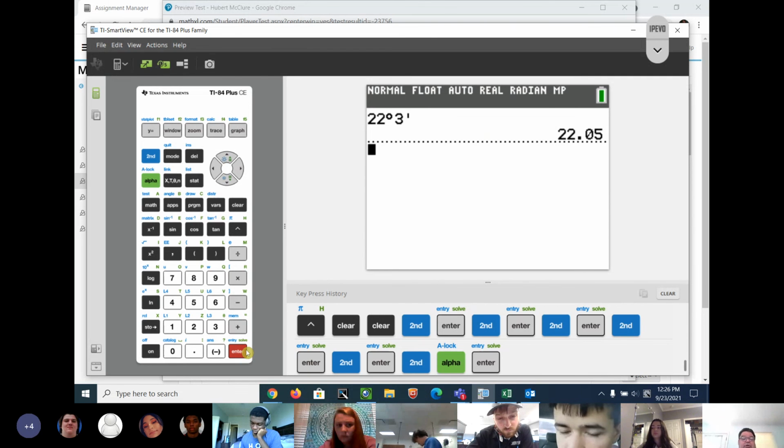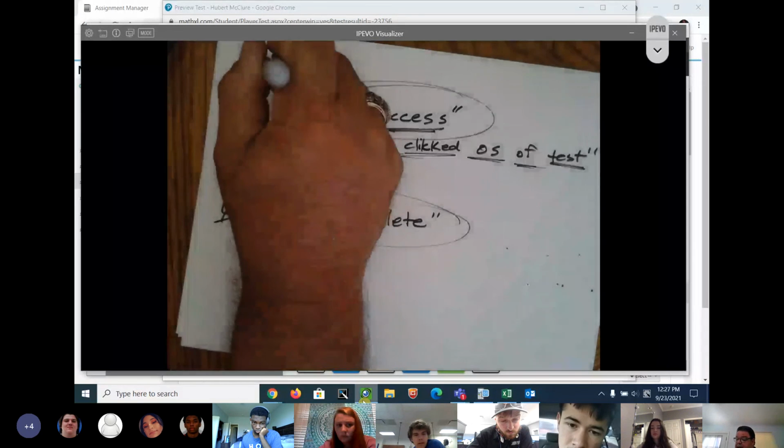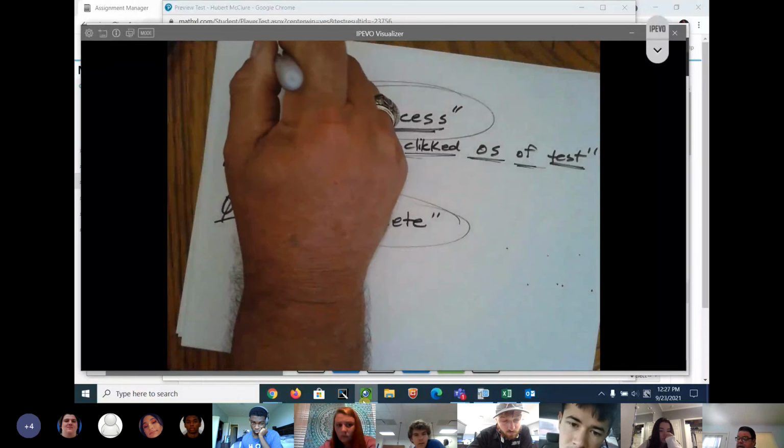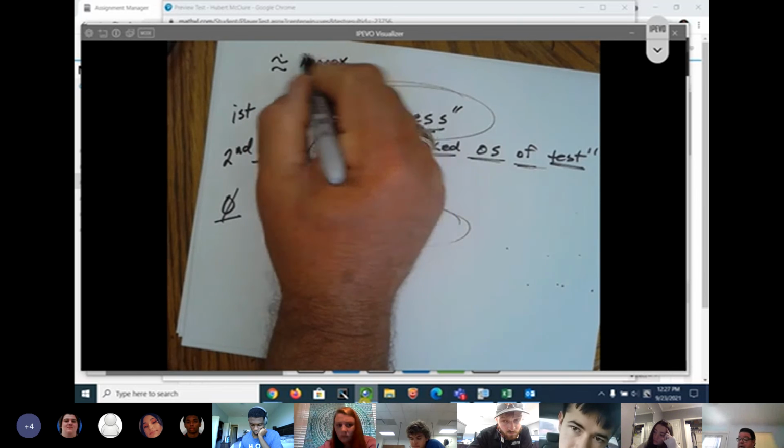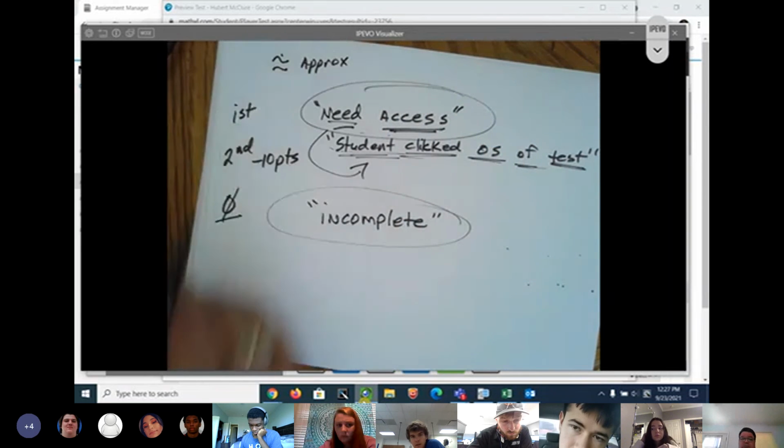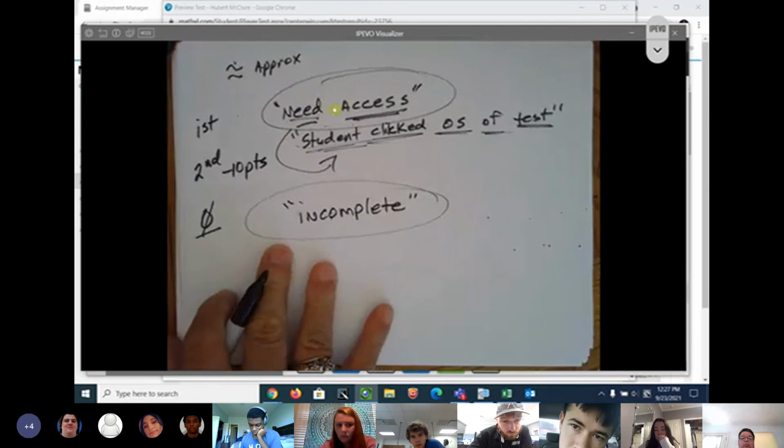There used to be, you see the solve above the enter? Y'all see that? It used to be a squiggly equal sign, and that means approximate. So you've got to hit different. Say again.